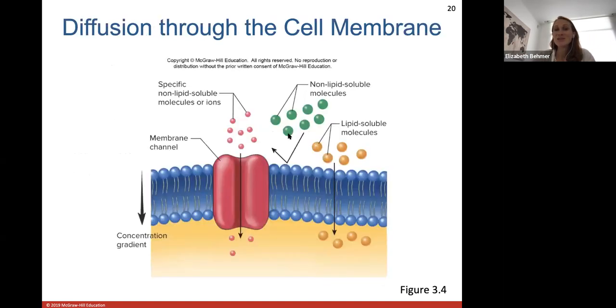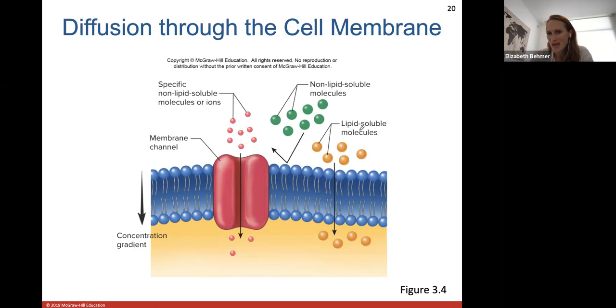So this is a look at diffusion through the cell membrane. To make this really easy, you see the concentration gradient pointing downward, meaning there's a higher concentration of these red, green, and yellow molecules above the cell membrane, exterior to the cell, than on the inside. That's why the arrow points downward, showing the direction those molecules will diffuse to an area where there aren't as many of them.